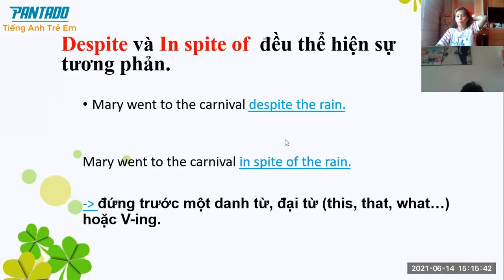Okay, now look at here. Mary went to the carnival despite the rain. Look at this one. Despite, in spite. Mary went to the carnival despite the rain. Okay, can you see that? This word, despite. Mary went to the carnival despite the rain. So you can see there is a clause: Mary went to the carnival. Despite the rain. So this is what we call a clause.